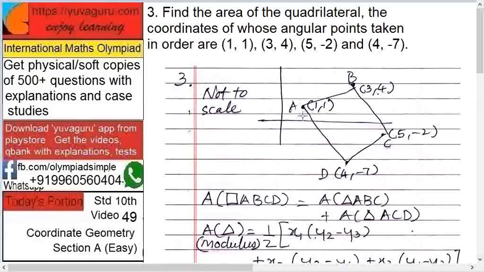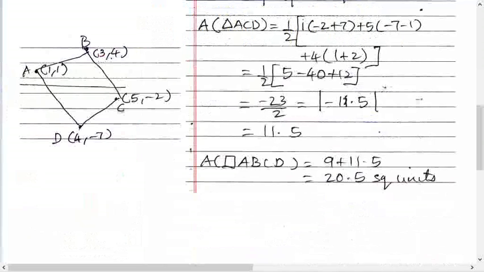Now we want area of triangle ADC. See this figure, same formula again. 1 upon 2 into x1 into y2 minus y3. So x1 into 1 into this minus 2 plus 7, because it's minus y3, plus 5 into minus 7 minus 1 plus 4 into 1 plus 2.